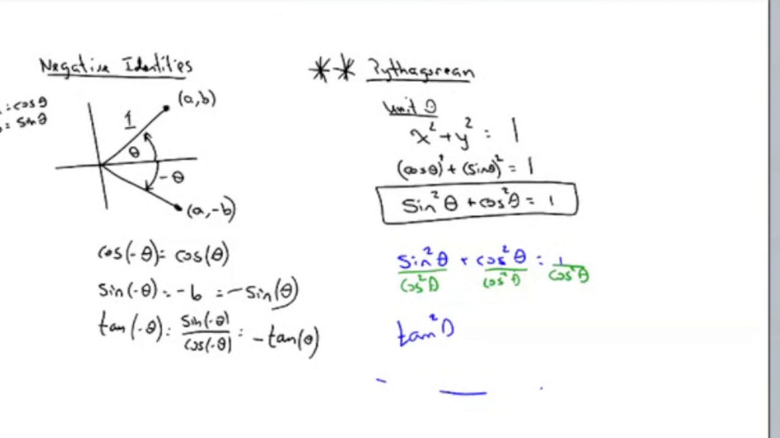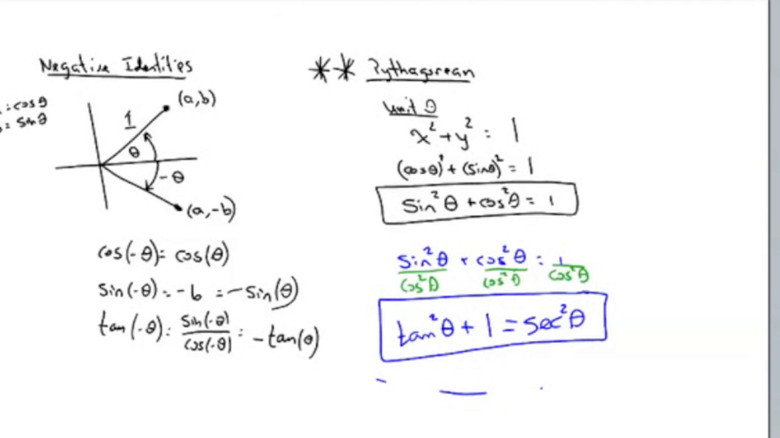Tangent squared theta plus 1 is equal to 1 over cosine squared, that's secant squared. This is secant squared. So this gives you a second trigonometric identity: tangent squared plus 1 is equal to secant squared, or 1 plus tangent squared is equal to secant squared.